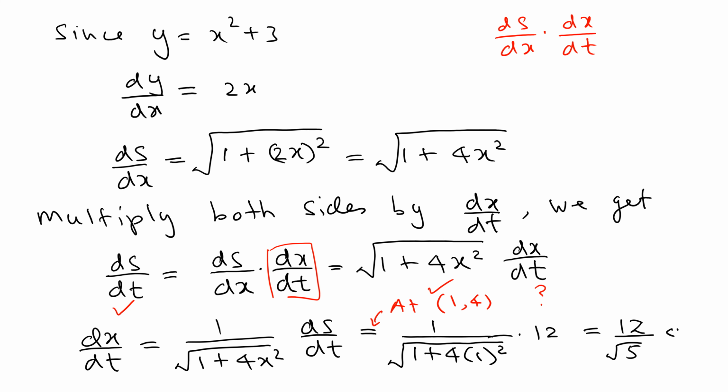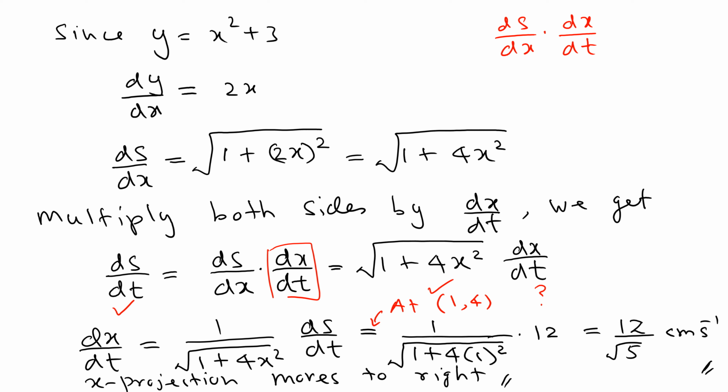The unit is centimeters per second. So that is the speed of the x projection. And also you can see this is positive. That means the x projection moves to the right. Okay, so that's how you answer the first part of the question.